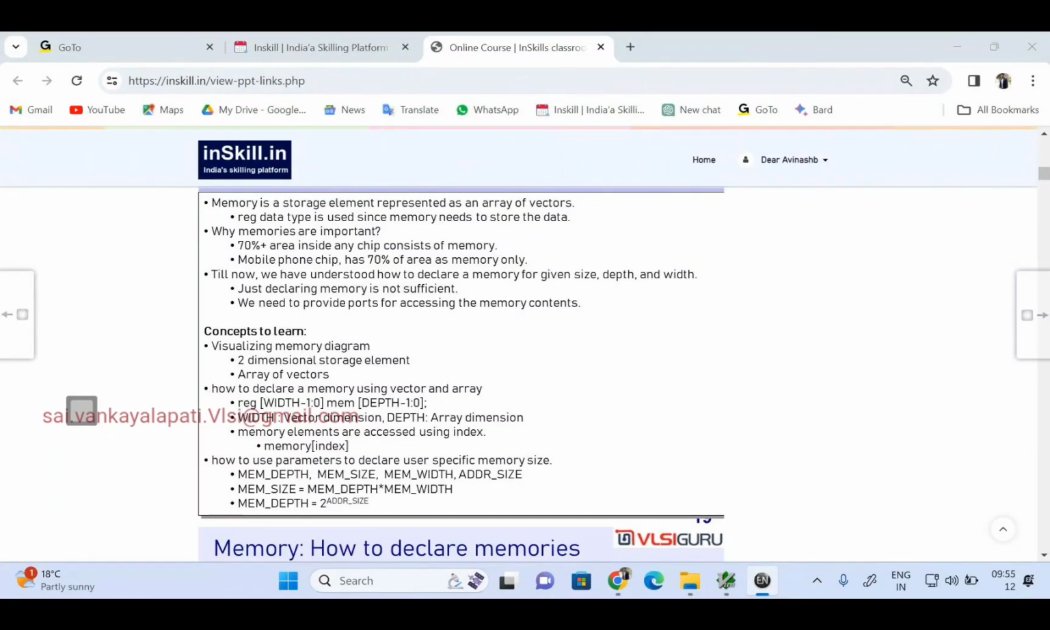Just declaring memory is not sufficient. We need to provide the ports for accessing the memory contents. What do I mean by port access? You write the data, then read the data. So what is the concept to learn here? We should visualize the memory diagram as a two-dimensional storage element using an array of vectors. So we have a depth, we have a width.